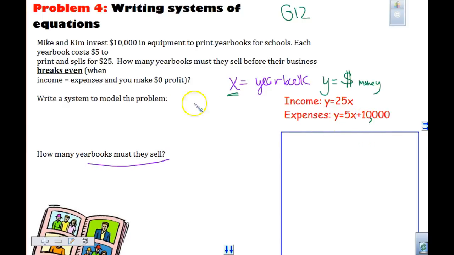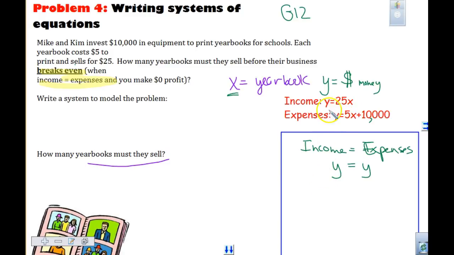Same thing, right? We are looking for what is called our break even. The break even tells us when income equals expenses and the profit is 0. So what we want to write is income equals expenses. If I'm putting the income statement, that means Y, my money, equals Y. Would you say this is substitution or elimination?